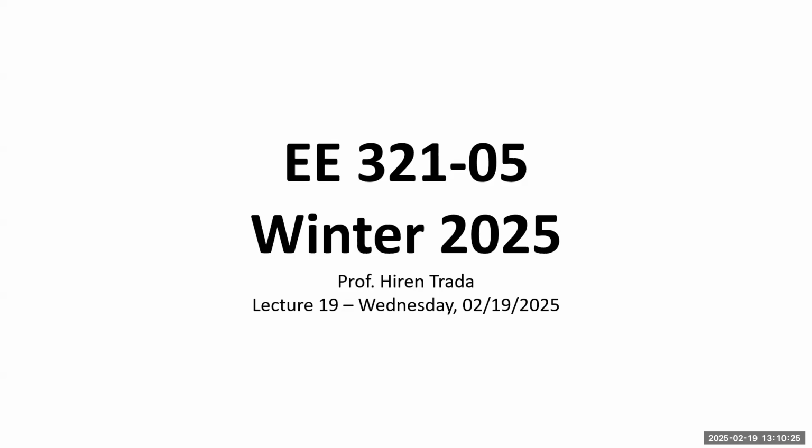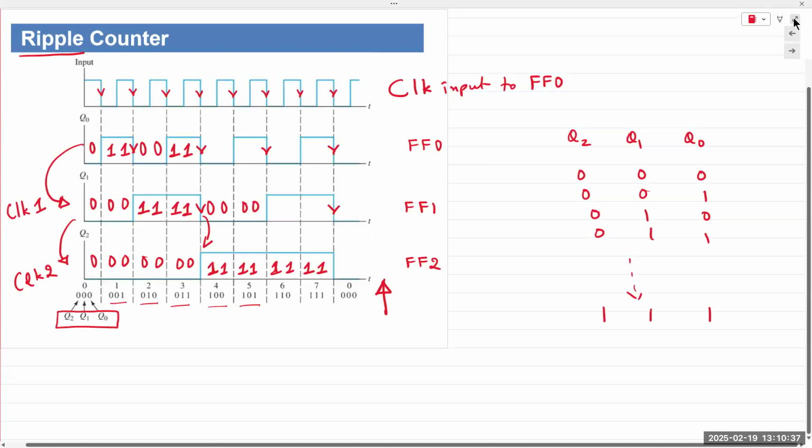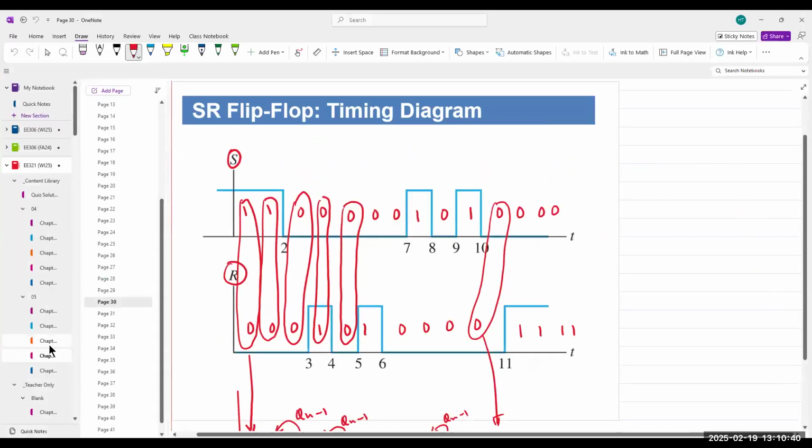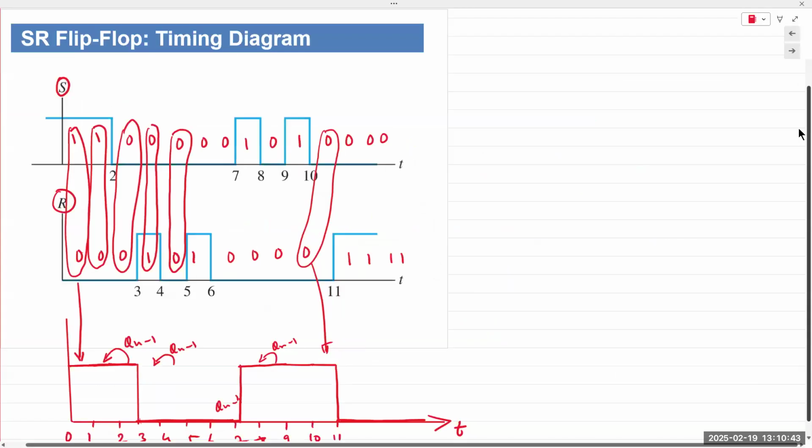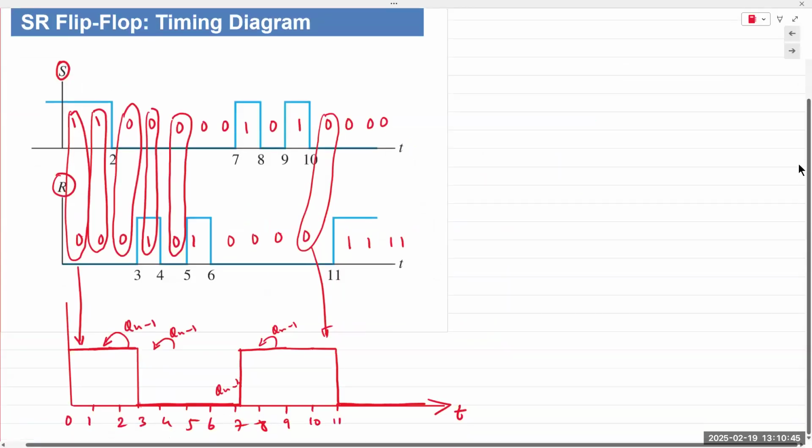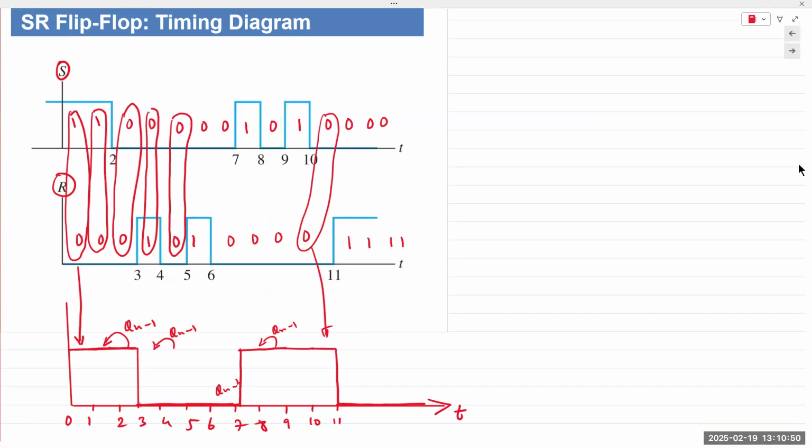Afternoon. Continuing on with the discussion of flip-flops. We first bring up the timing diagram for the SR flip-flop. So were there any questions about the operation of the SR flip-flop and or the timing diagram? Have any questions?